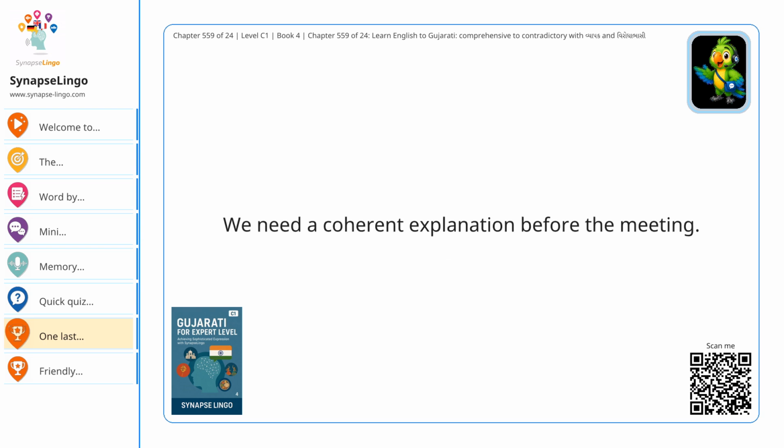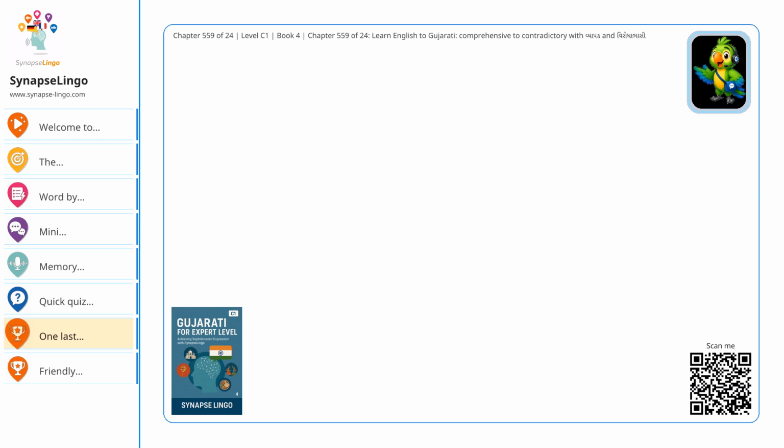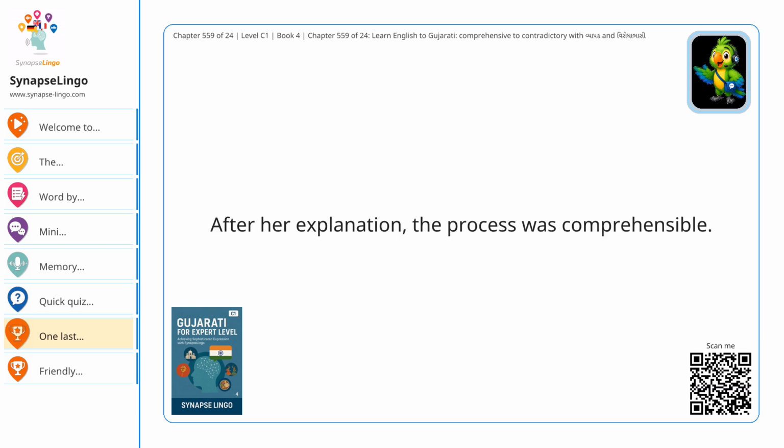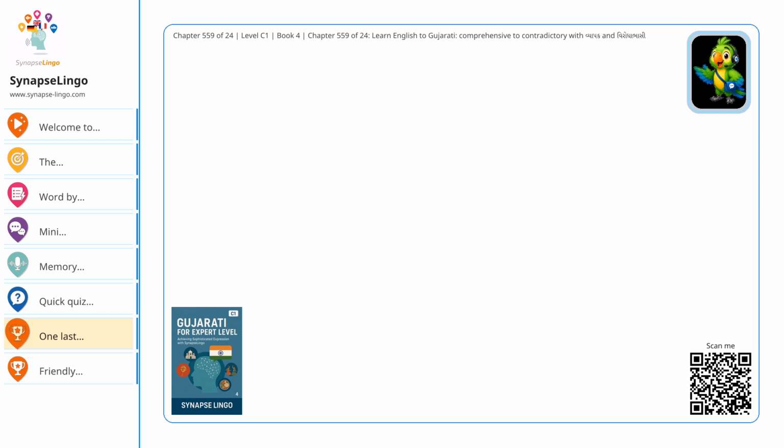We need a coherent explanation before the meeting. The key word is તાર્કિક. After her explanation, the process was comprehensible. The key phrase is સમજાય તેવું. The information is incomplete. The key word is લુક એન્ડ હાફ્ટ. The evidence is contradictory. The key word is વિરોધાભાસી.